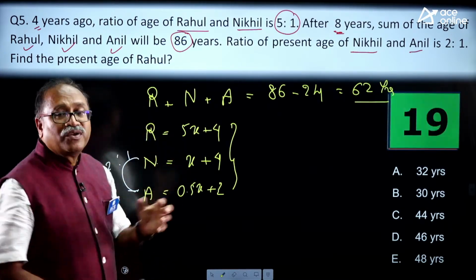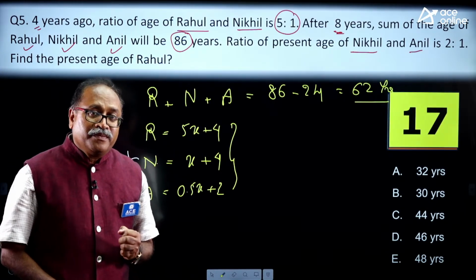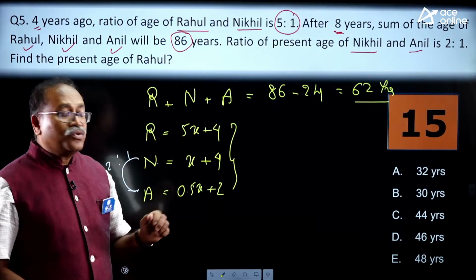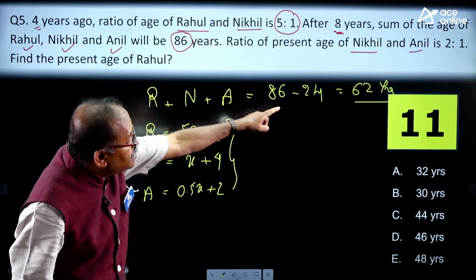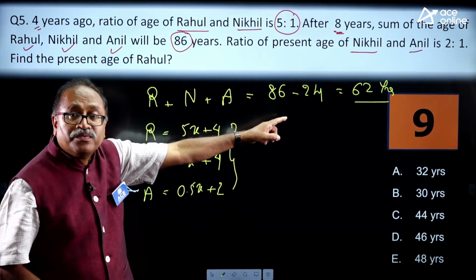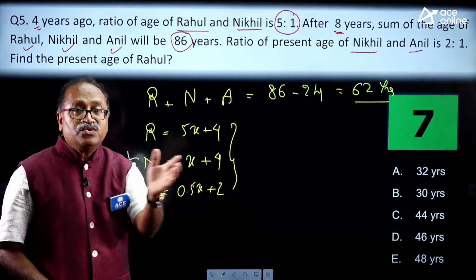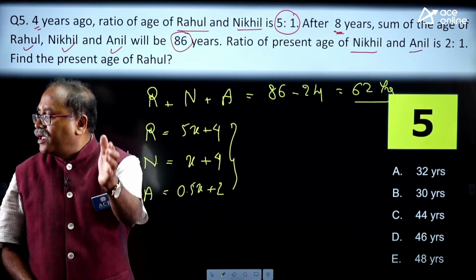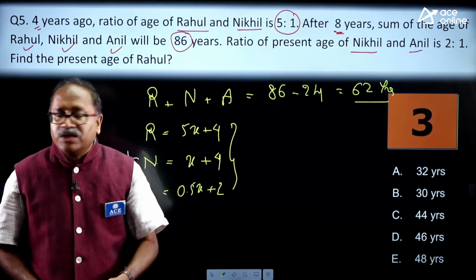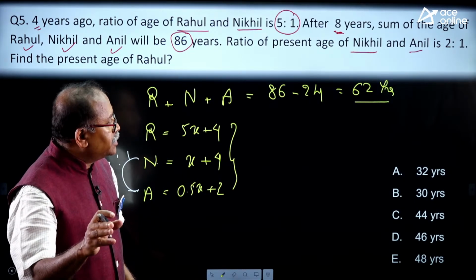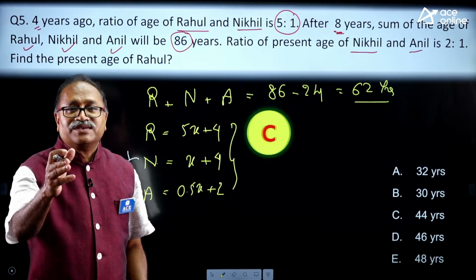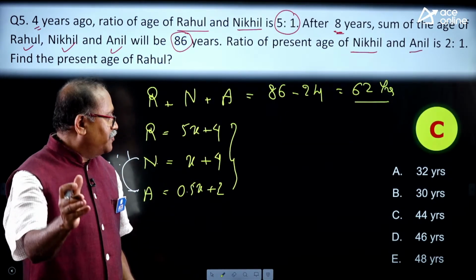What is the age of Rahul? The sum of these ages is 62. If the sum is 62, you get the x value. And Mr. Ganesh has said option C. Shall I check whether Mr. Ganesh is correct or not? Yes, Mr. Ganesh, you are right, dear friend.